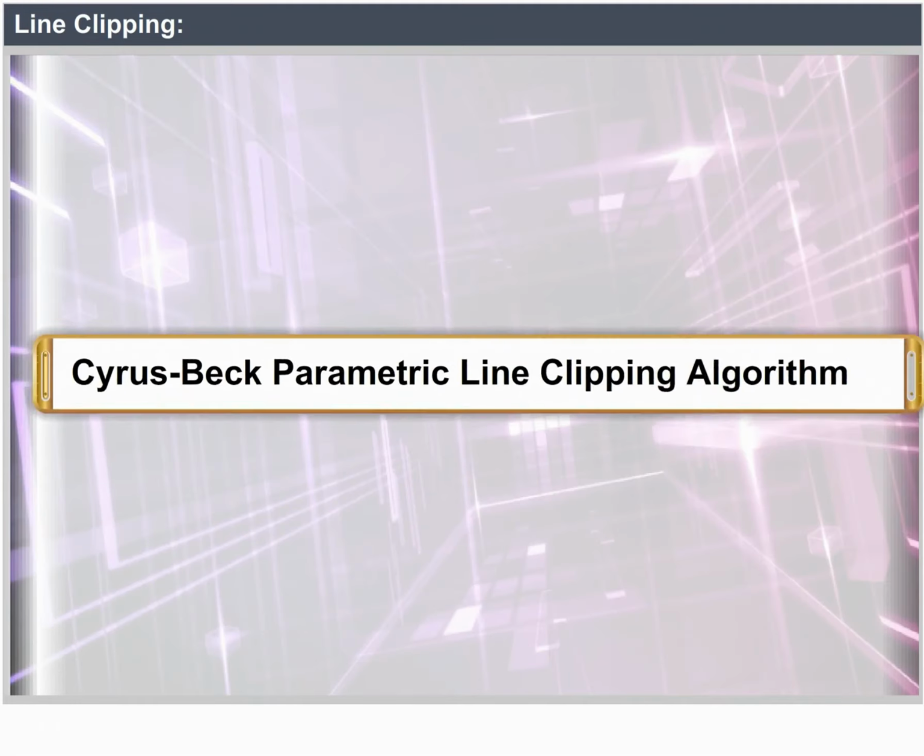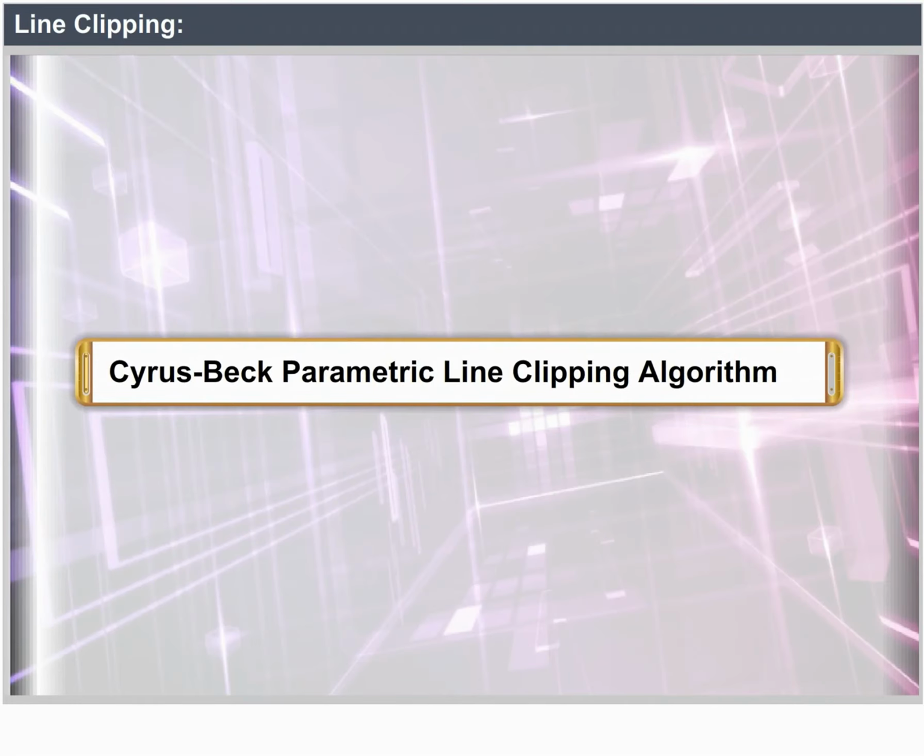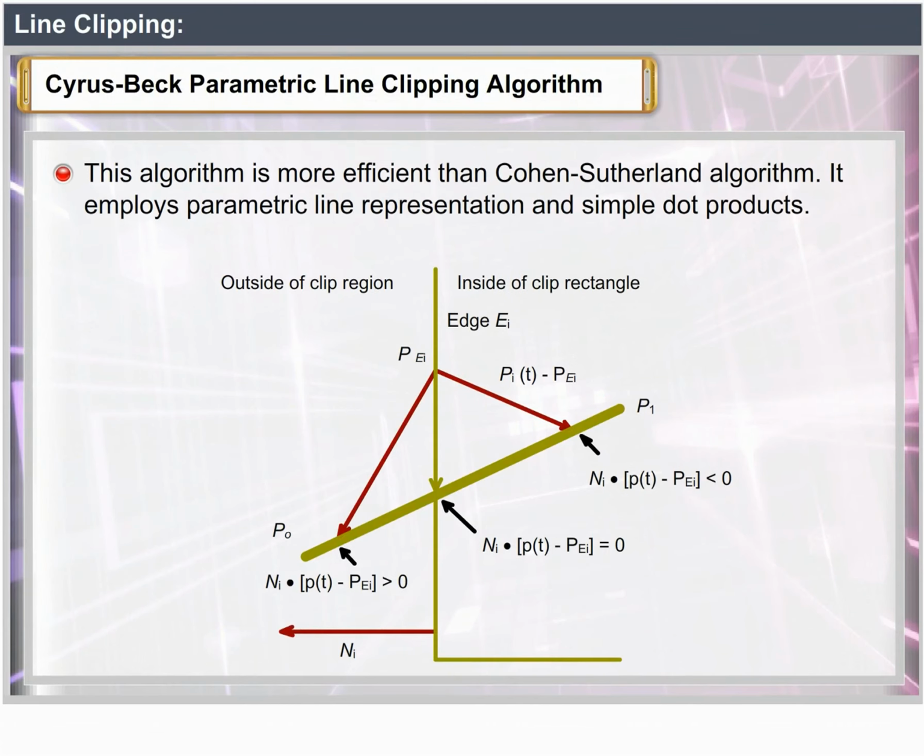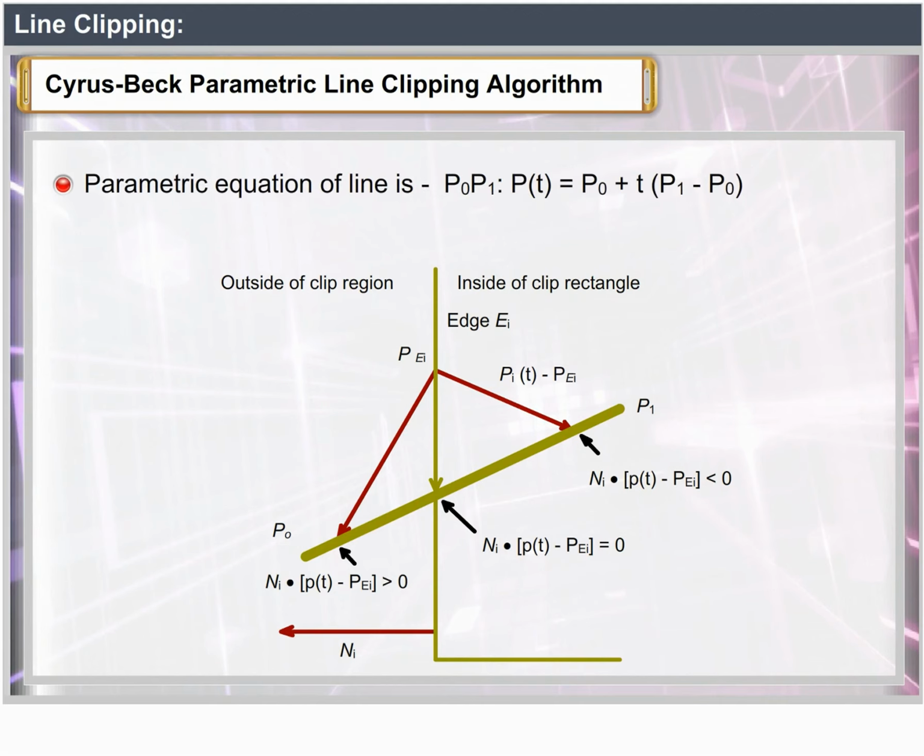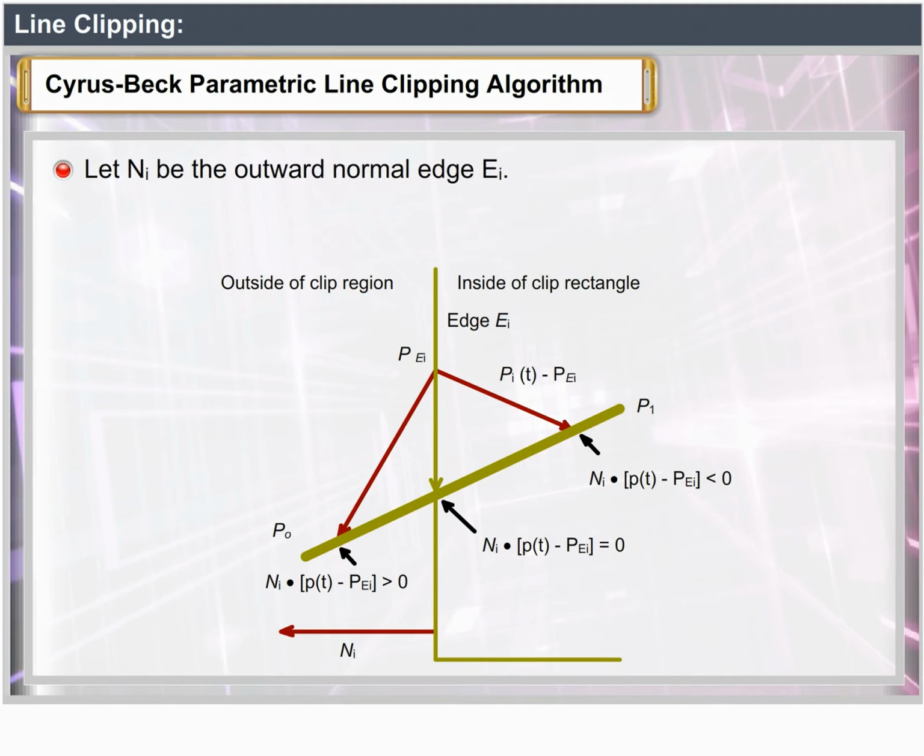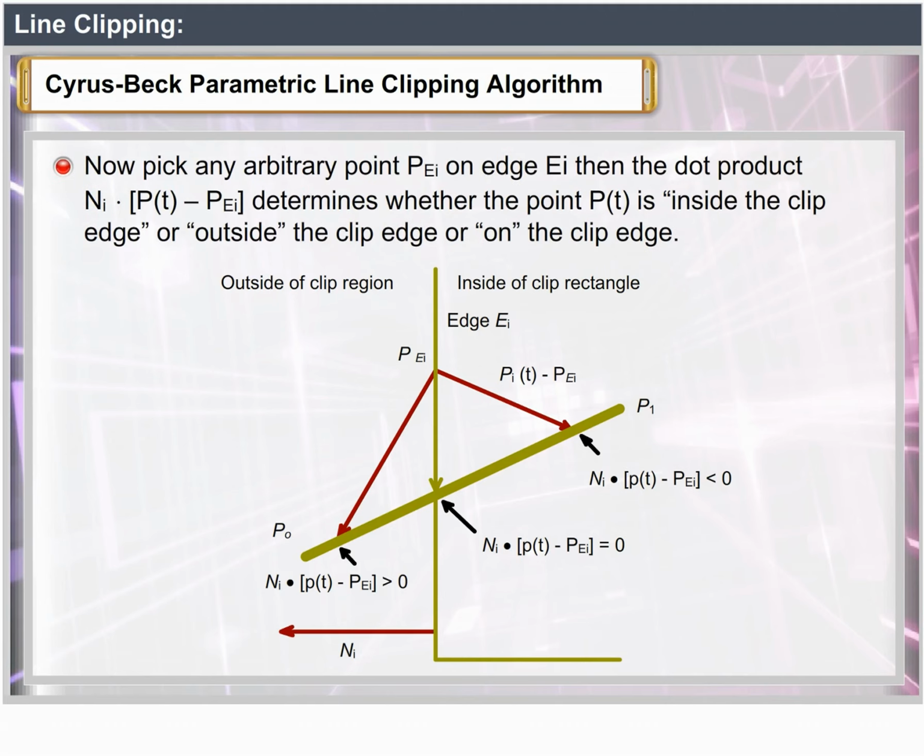Cyrus-Beck parametric line clipping algorithm. This algorithm is more efficient than the Cohen-Sutherland algorithm. It employs parametric line representation and simple dot products. The parametric equation of line P0P1 is P(t) equals P0 plus t times (P1 minus P0). Let Ni be the outward normal of edge Ei. Now pick any arbitrary point PEi on edge Ei, then the dot product Ni · (P(t) minus PEi) determines whether the point P(t) is inside the clip edge, outside the clip edge, or on the clip edge.